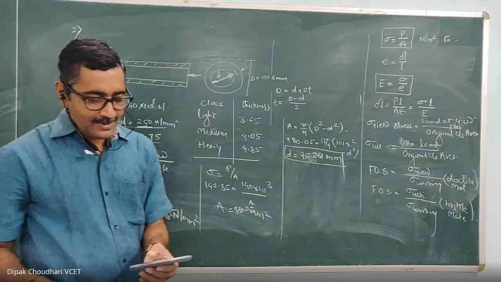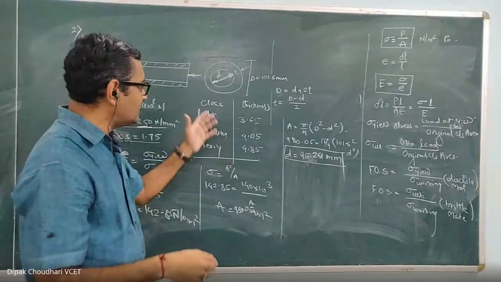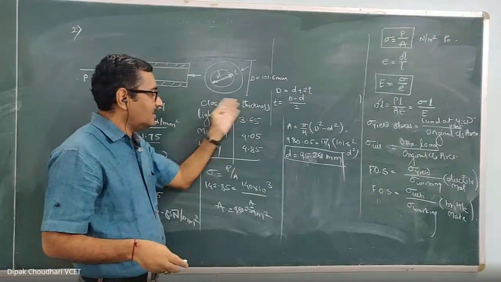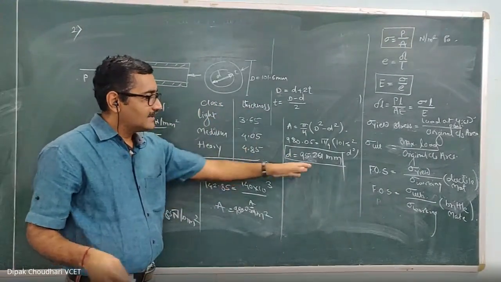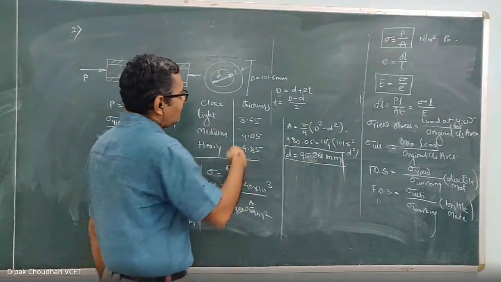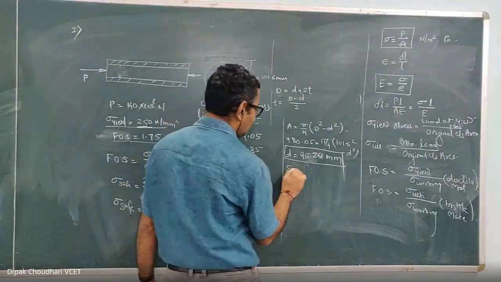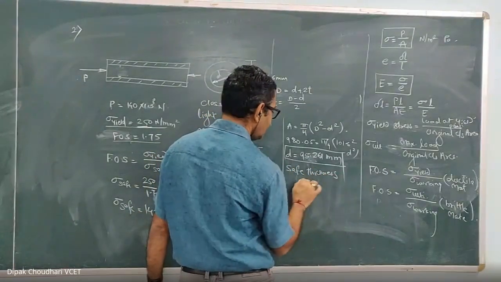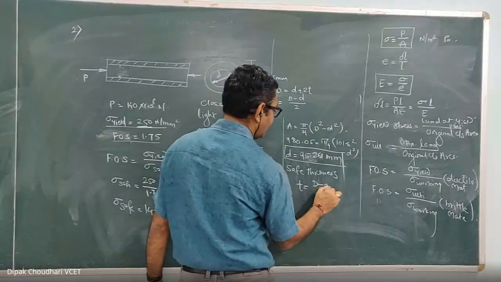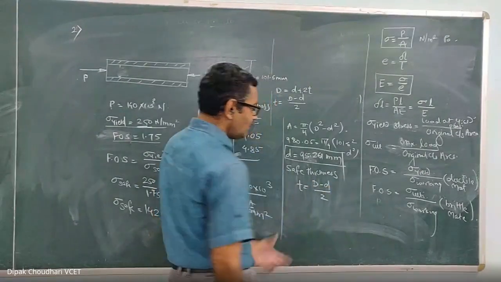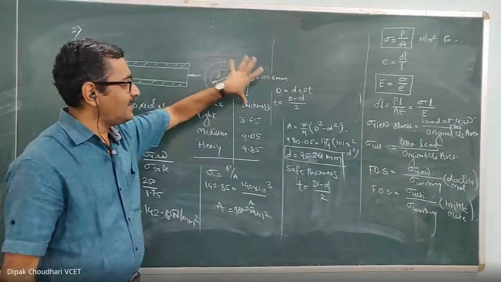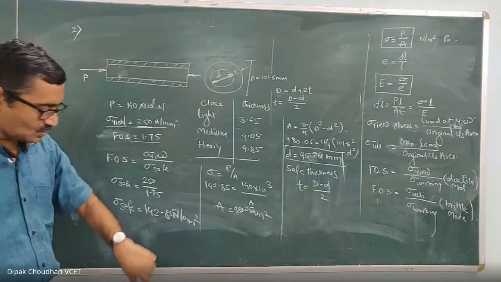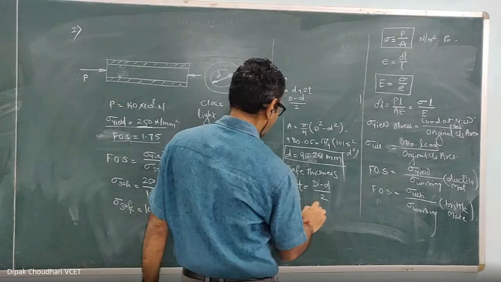But the available tubes have their thicknesses given. So with the help of this design internal diameter, we will calculate the safe thickness. Clear? So the safe thickness required: T equals capital D minus small d upon 2. Have you understood how we got this formula? It is just the simple relation between the thickness, internal diameter and external diameter. So how much is the thickness?